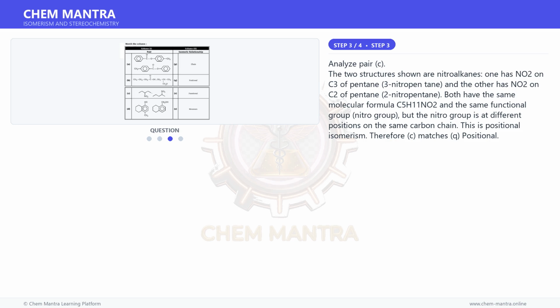Analyze pair C. The two structures shown are nitroalkanes. One has NO2 on C3 of pentane, 3-nitropentane, and the other has NO2 on C2 of pentane, 2-nitropentane. Both have the same molecular formula C5H11NO2 and the same functional group, the nitro group, but the nitro group is at different positions on the same carbon chain. This is positional isomerism. Therefore, C matches Q, positional.